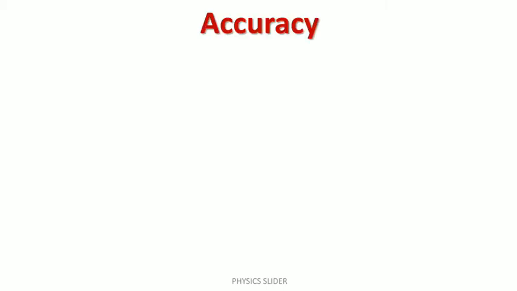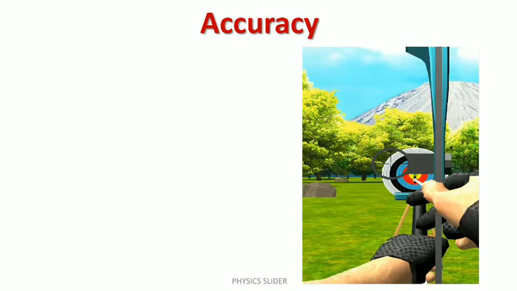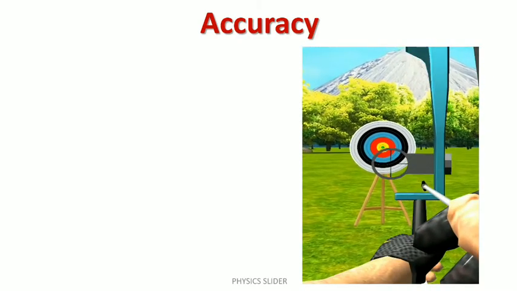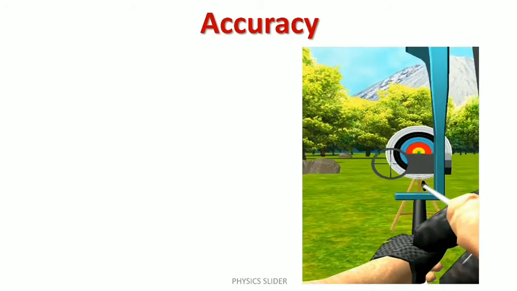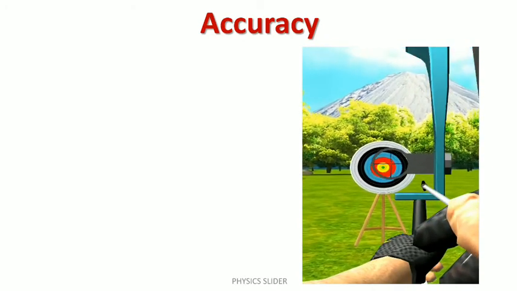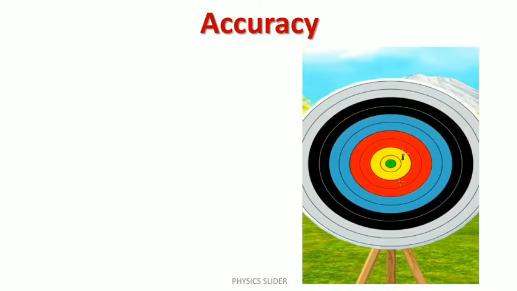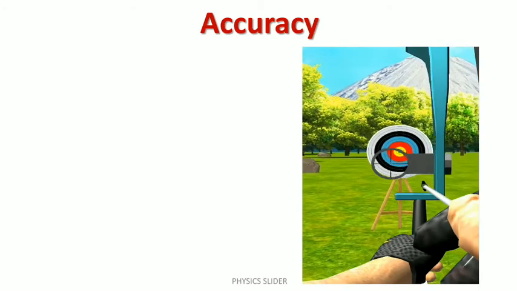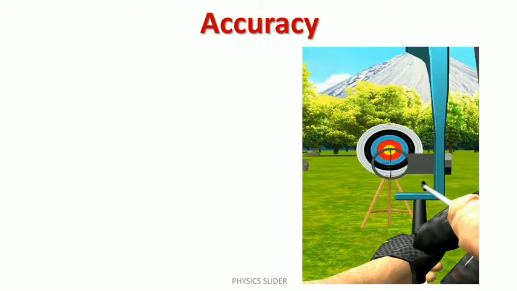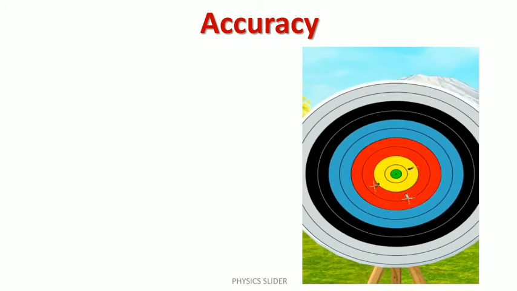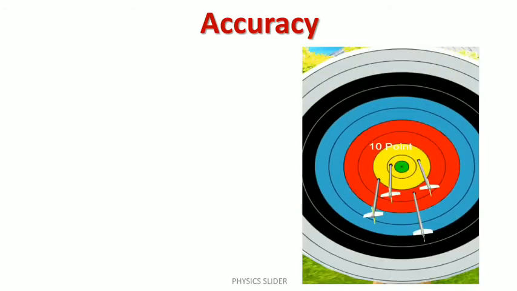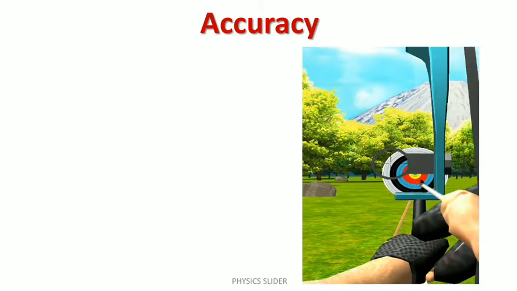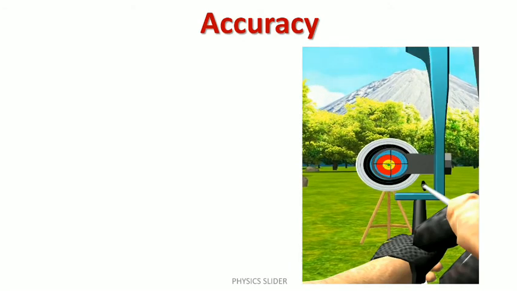Now let's talk about accuracy. We will illustrate the accuracy with the help of an example. So watch here. An archer is aiming towards a target like this, and all the arrows he is trying to aim nearby the bullseye. Bullseye is the center of the target, that is the green one. You can see here he is aiming the targets nearby the bullseye. And each arrow is getting a point for the target.